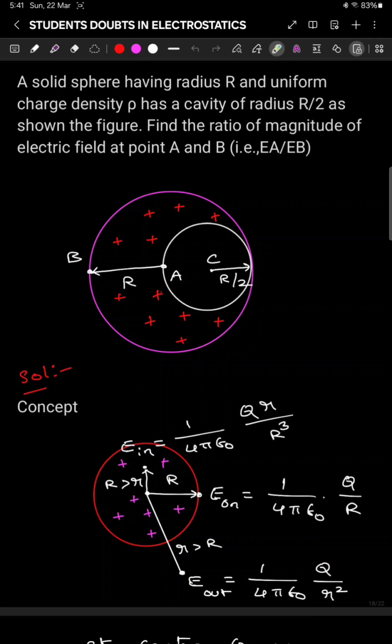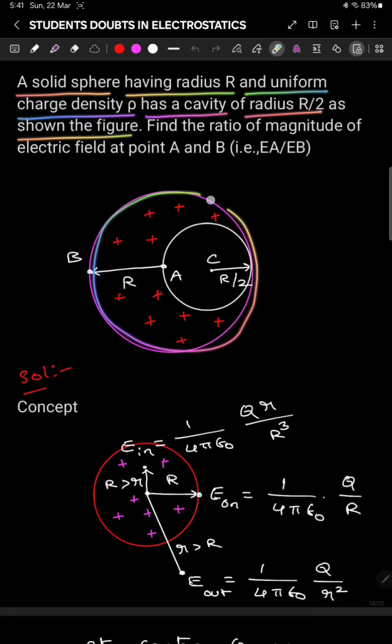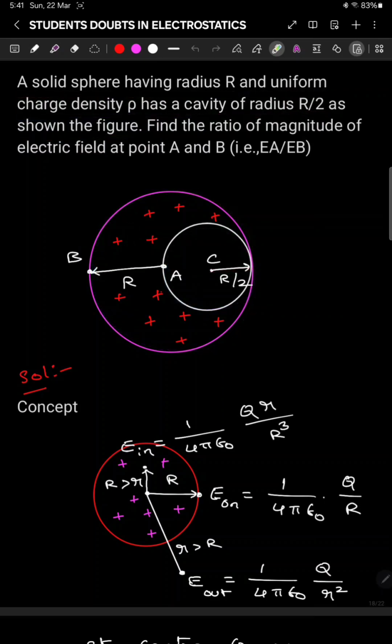Today, let us discuss a problem based on electric charges and fields. It is given a solid sphere having radius R and a uniform charge density rho has a cavity of radius R by 2 as shown in the figure. So, it is the sphere having charge density rho and has a cavity of radius R by 2. Now you are asked to find electric field at A and electric field at B, the ratio of magnitude of electric field at A and B he was asking.